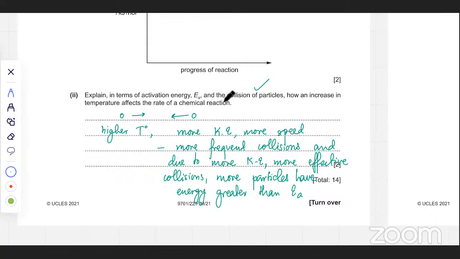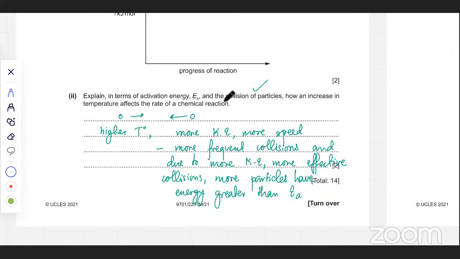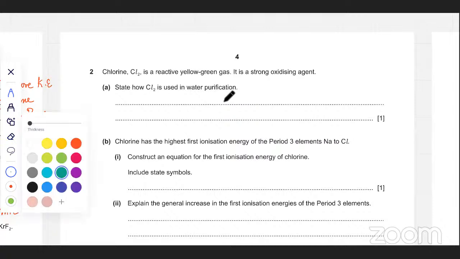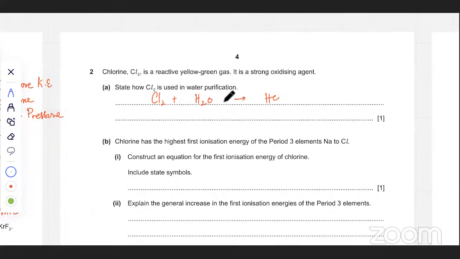So let's move on. Explain how Cl2 is used for water purification. So Cl2 is a disinfectant. Cl2 reacts with water and produces two substances. One is HCl, the other one is HOCl. This is part of inorganic chemistry, and it's used as a disinfectant. It's a strong oxidizing agent, which basically means it gets reduced.